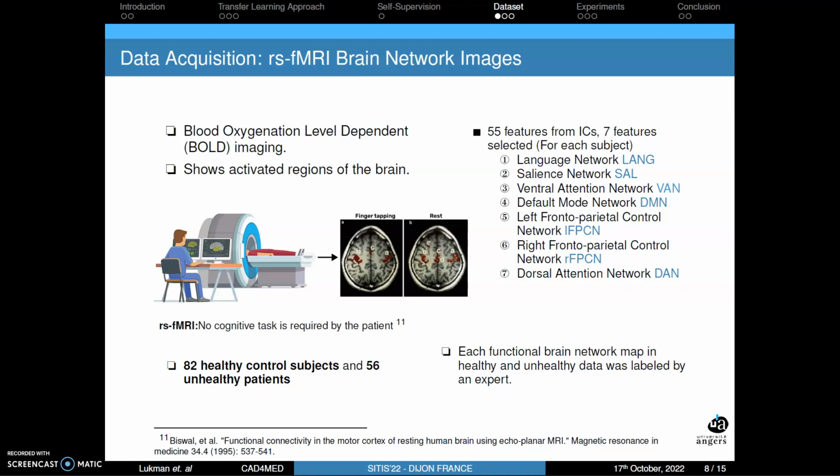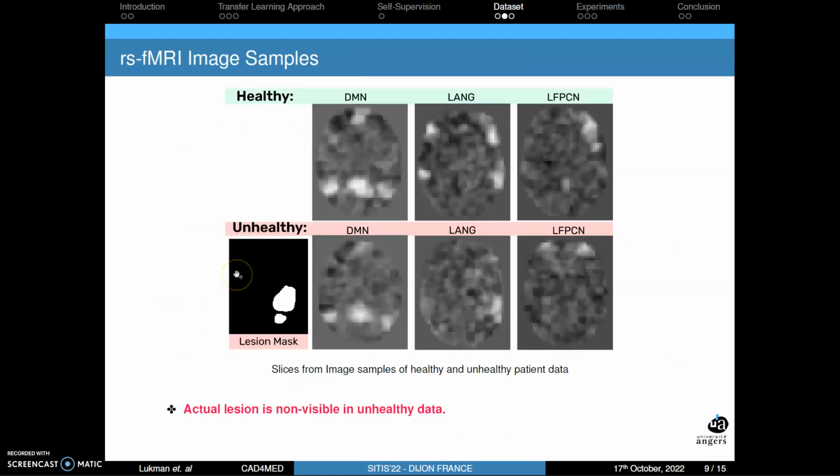Five of these correspond to 7 functional brain networks, and each of these functional brain network maps was labeled by an expert. As a visual understanding, here we have sample slides from image samples of healthy data showing some of the networks, and unhealthy data with an indication of the lesion mask. It is expected that the lesion mask shows the region of the brain where the tumor is present, and it is observed that the actual lesion is not visible in healthy data. In fact, the similarity in functional brain network images allows the transferability.